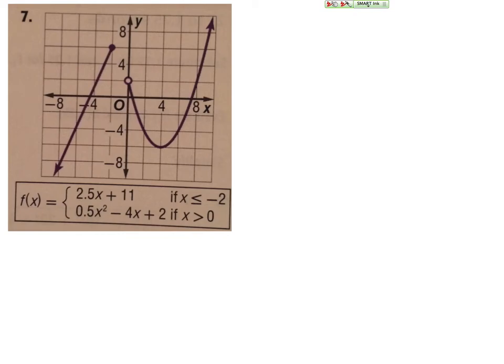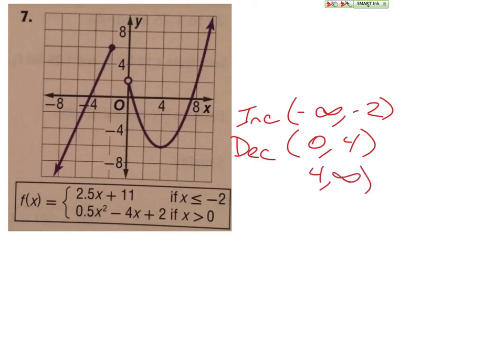Hey, Bailey, get me going on this one. Negative infinity to -2, what's it doing? It is increasing. Kendrick, next one? 0 to 4 is decreasing. Kurt? 4 to infinity is increasing. Very good. Any questions on that? You guys alright? You're concerning me.